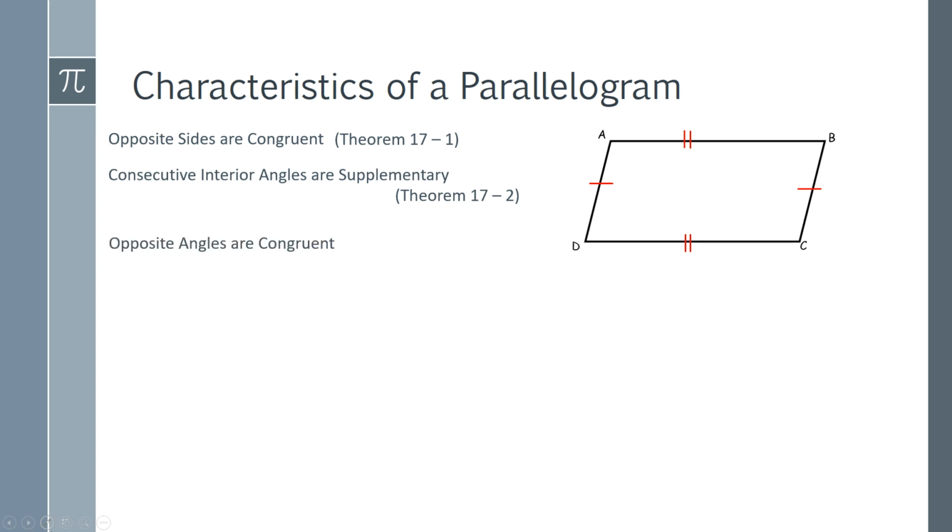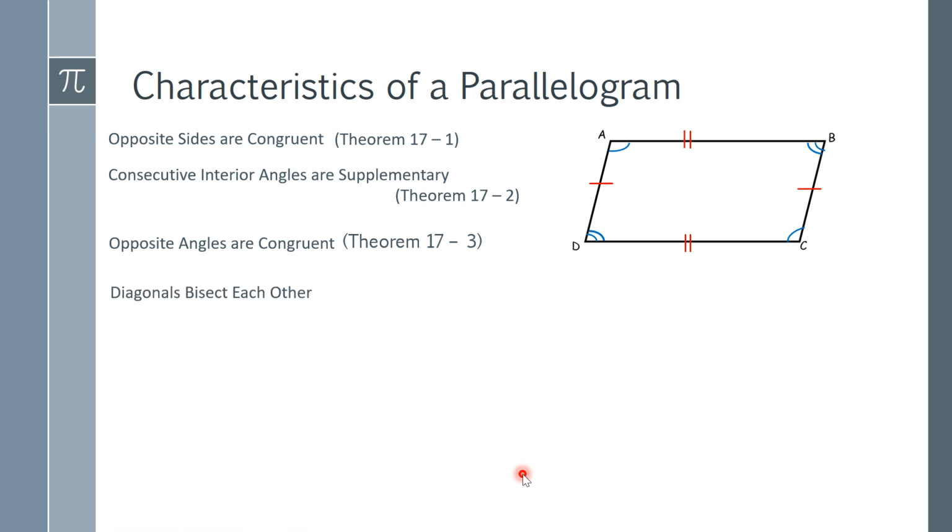So the next thing, opposite angles are congruent. So here, opposite angles, they're across the figure from each other. So A and C, for example, this is 17.3. Those are congruent to each other, and B would be congruent to D. So those are some characteristics that are in common to every parallelogram.